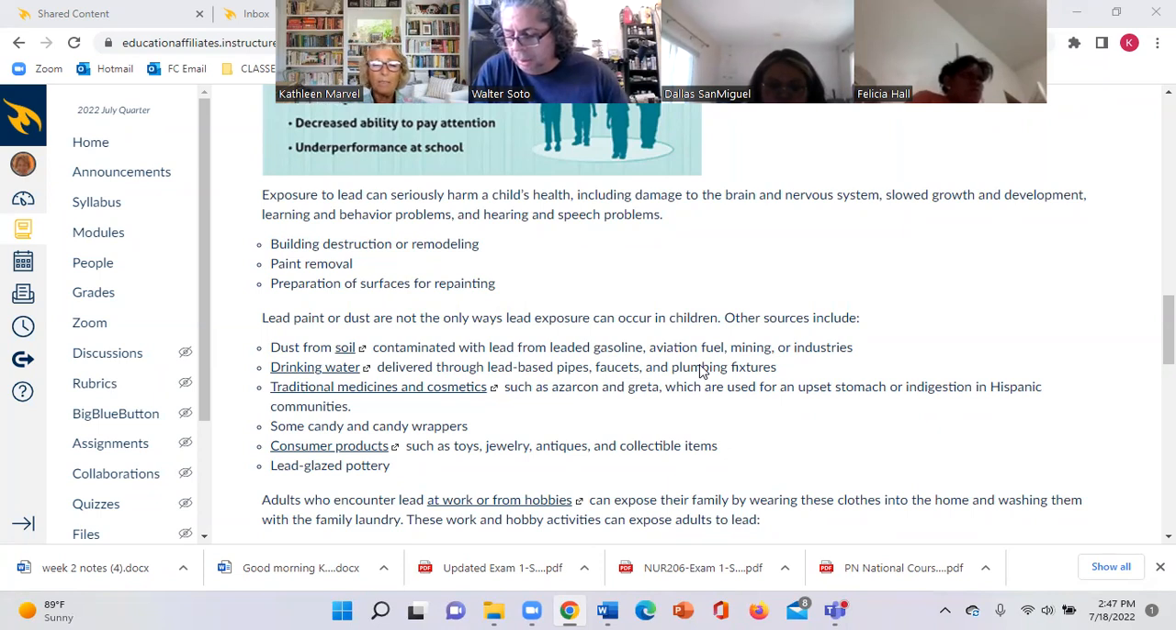Right? Traditional medicines and cosmetics, such as Azarcon and Greta, which is used for an upset stomach or indigestion in the Hispanic communities. And then there are certain candy and candy wrappers, consumer products, toys, jewelry, antiques, collectibles. And then another source is lead glazed pottery.